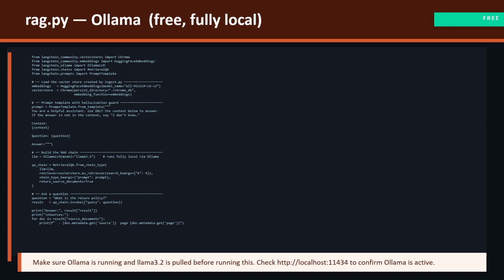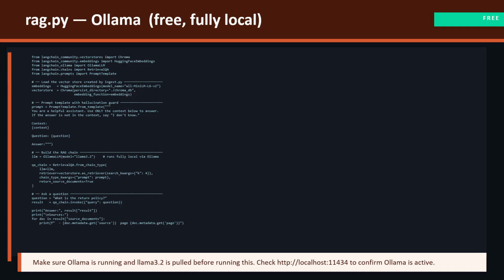Second, you define a prompt template. A prompt template is a reusable text structure with placeholder variables. The 2 variables here are context, which will be filled with the retrieved chunks, and question, which will be filled with the user's query. The hallucination guard instruction is included in this template. Third, you create the Ollama LLM object. This connects to your locally running Ollama instance and uses the Llama 3.2 model.